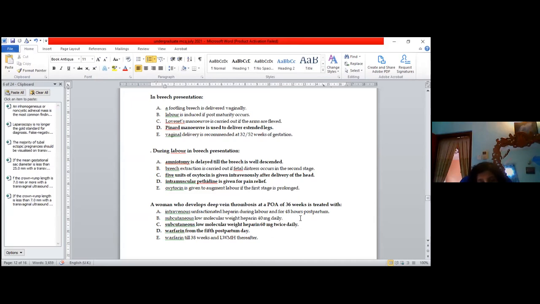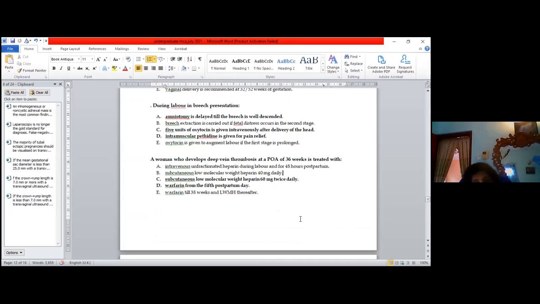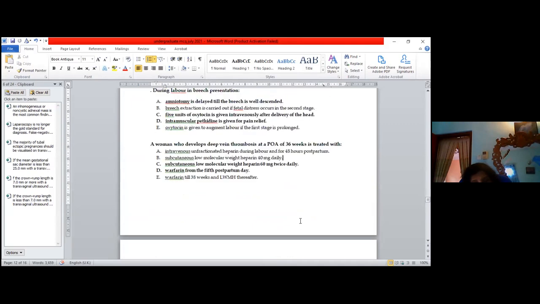So the therapeutic daily dose is 60 milligrams twice daily, stopping at the onset of labor. If we are really desperate, we can start unfractionated heparin 4 to 6 hours after delivery, continue for 24 to 48 hours and then recommence low molecular weight heparin. We can convert it to warfarin from the 5th postpartum day. So C is correct, D is correct.